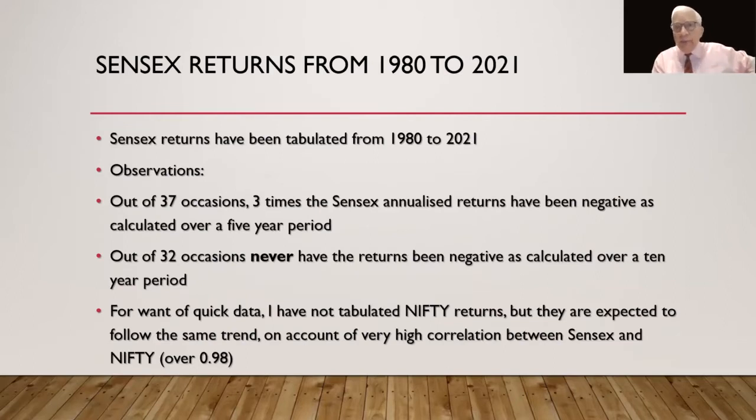Sensex returns have been tabulated. I have shown you 1980 to 2021. Actually, I have shown you only 1985 to 2021, but the data has been used from 1980 to 2021. Observations. What are the observations based on that? Out of 37 occasions, on 3 times only, Sensex annualized returns have been negative as calculated over a 5-year period.